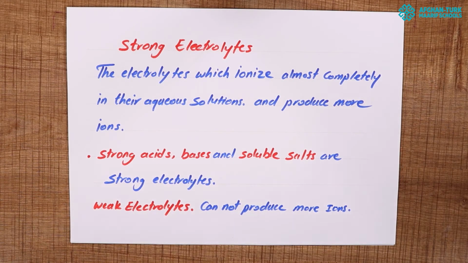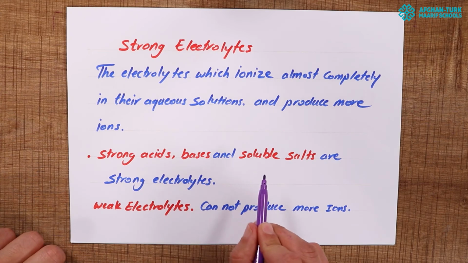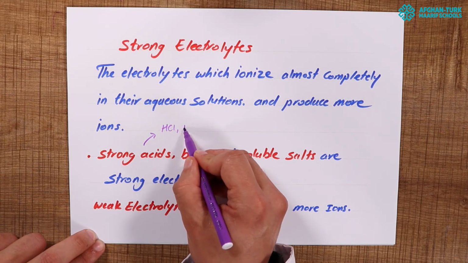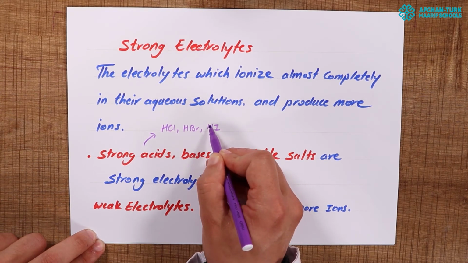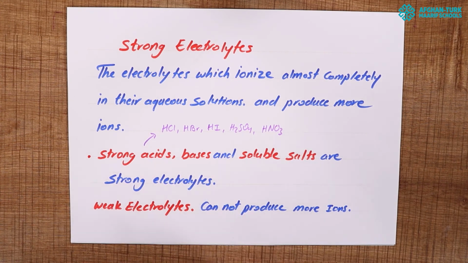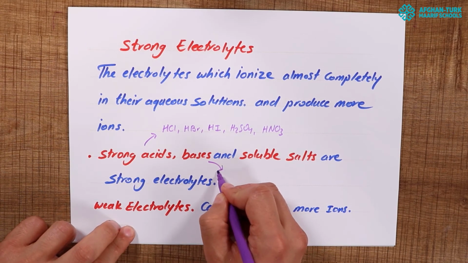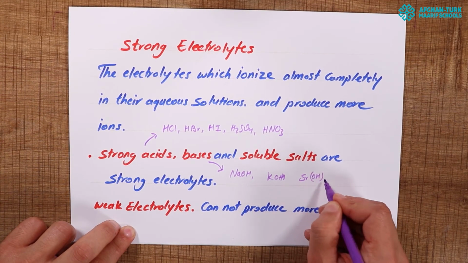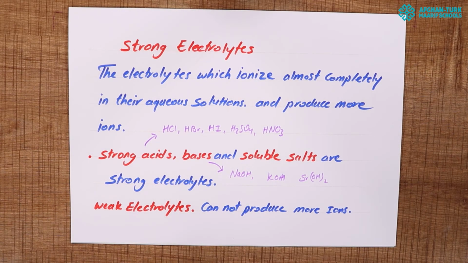Electrolytes can be weak or strong, so we have two types of electrolyte. What are strong electrolytes? The electrolytes that ionize almost completely. It means those substances which ionize 100%, or almost completely, in their aqueous solutions and produce more ions are called strong electrolytes. Strong acids, strong bases and soluble salts are strong electrolytes. For example, strong acids: hydrogen chloride, hydrogen bromide, hydrogen iodide, sulfuric acid, nitric acid. These are strong acids. Also the bases, the hydroxides of the first and second groups, are strong bases. For example, sodium hydroxide, potassium hydroxide, strontium hydroxide. These are strong bases, and those salts that are soluble are strong electrolytes.